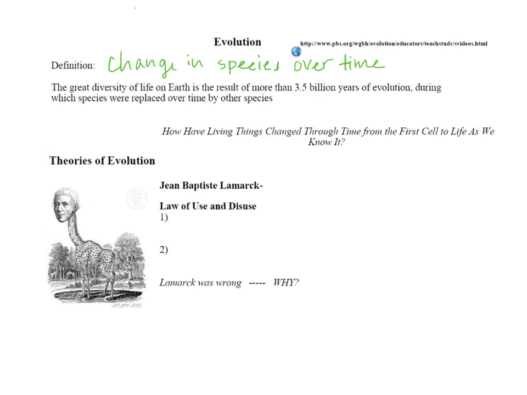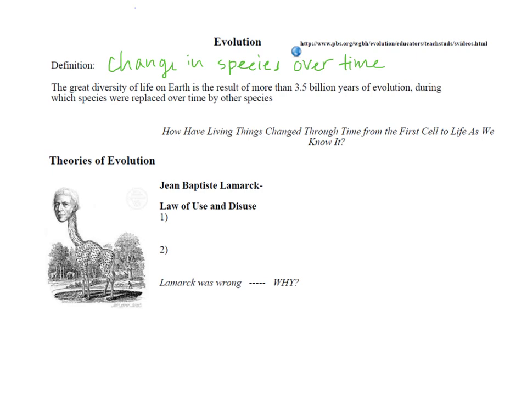In evolution, that similar definition can be used to talk about the evolution of just about anything in its change over time. And the whole idea behind evolution is right here, that the great diversity of life on Earth is the result of more than 3.5 billion years of evolution, during which time species were replaced over time by other species. So that means that, like the definition says, species have changed over time.